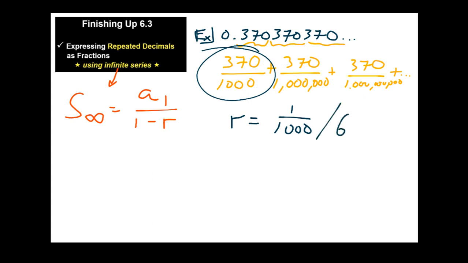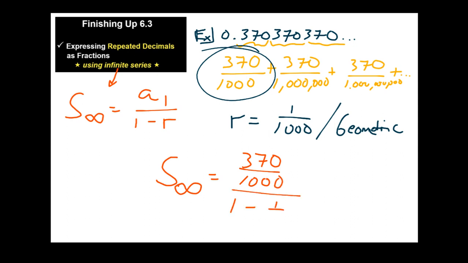Now, I'd be remiss if I didn't say that this is all true because this problem is geometric in the first place, right? This problem is geometric. So we're going to use the infinite series formula. We're going to take the first term, and we're going to divide it by 1 minus that common ratio.